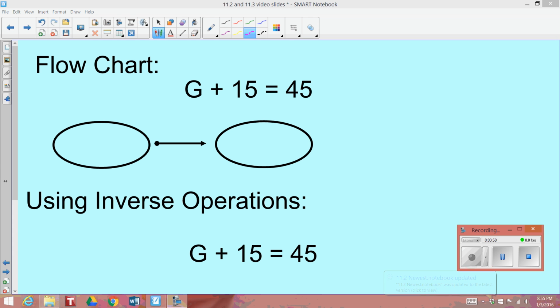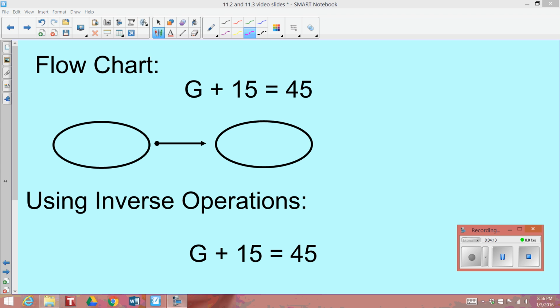Some of you might have used a flow chart to help you solve for the variable. And I'm going to give you an example of that. Sometimes we use modeling, we use our algebra tiles, or our cups and our chips. There's lots of ways to figure out what the variable is. It's just a matter of using a system that works for you.